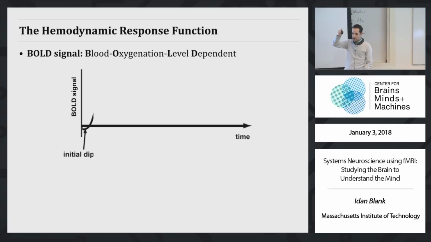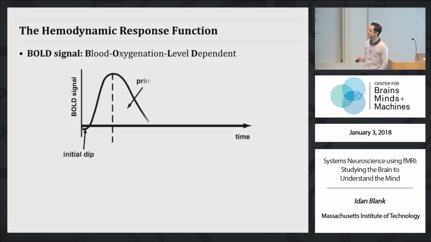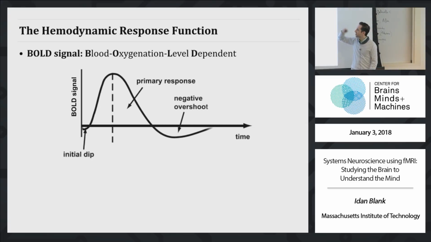At first, there is a small dip. That's because that region is using oxygen. So initially, the signal gets weaker, but it's very, very fast and very tiny, and we don't always detect that. And then the signal begins to get really, really high. It peaks, and then back down. And at some point, there is an undershoot that doesn't really matter, and then it goes back to normal.